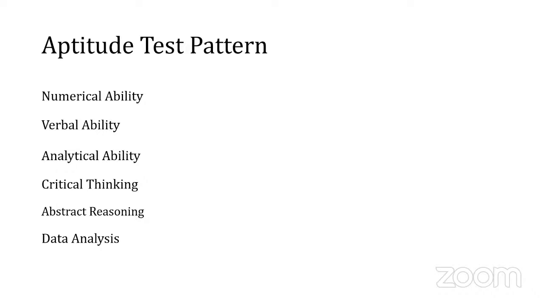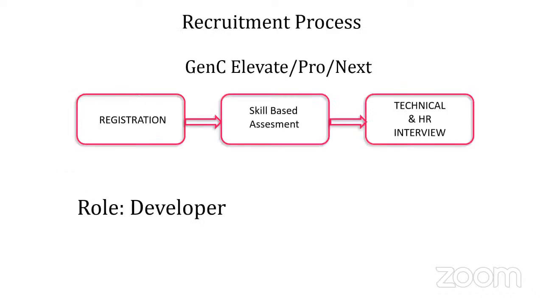Analytical is again reasoning, critical thinking is also reasoning, and abstract reasoning. So all these parts belong to the reasoning ability. In data analysis, there will be questions from data interpretation, then data sufficiency. All these will be asked over there. So these are the typical sections which will be asked in the aptitude test of the GenC round.